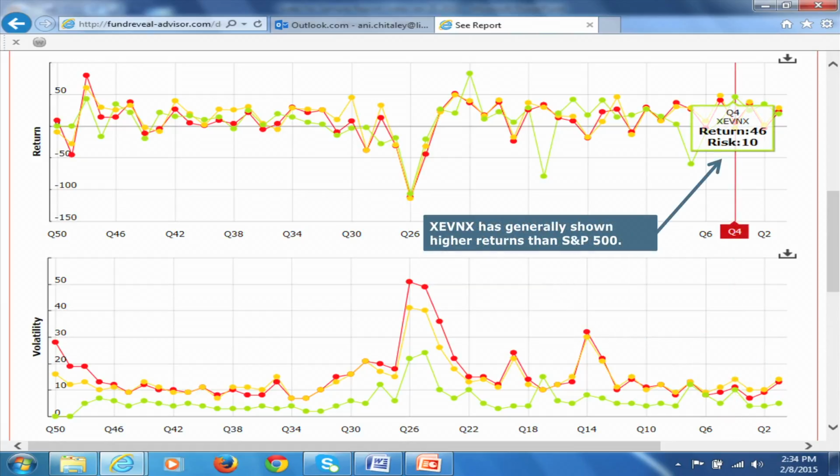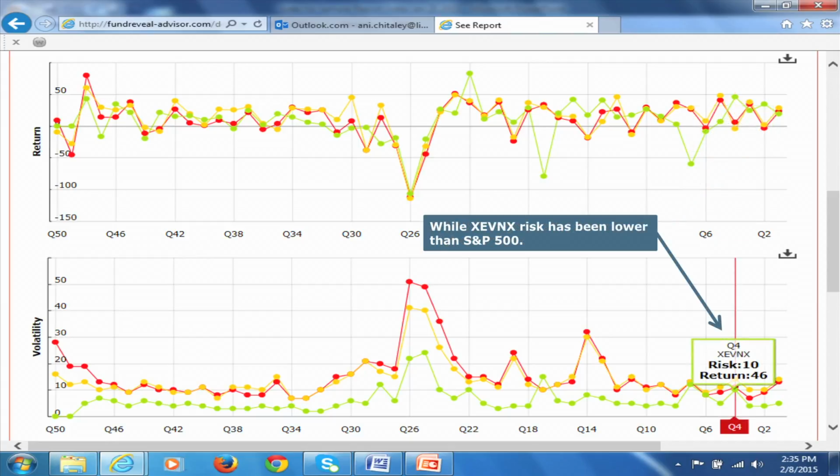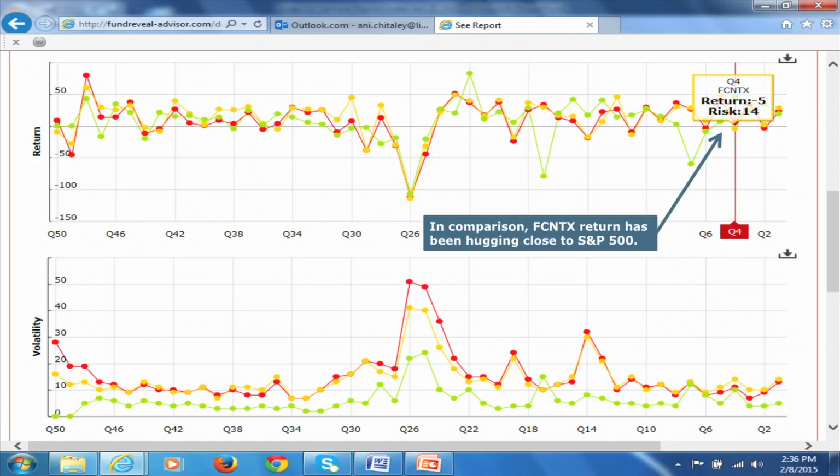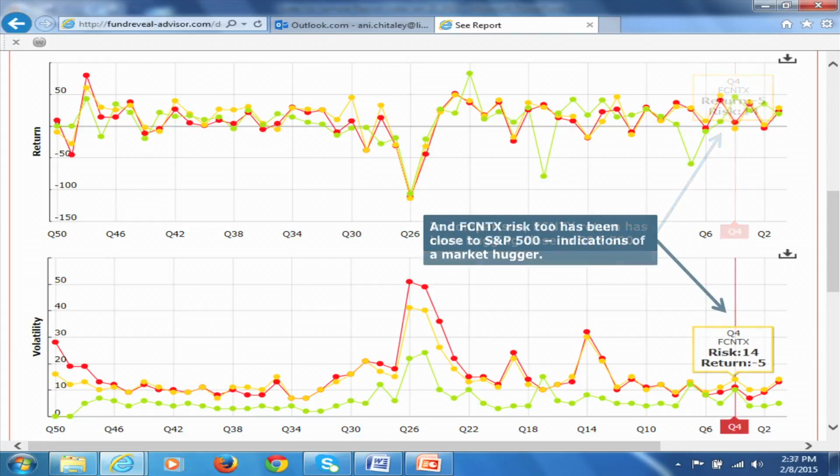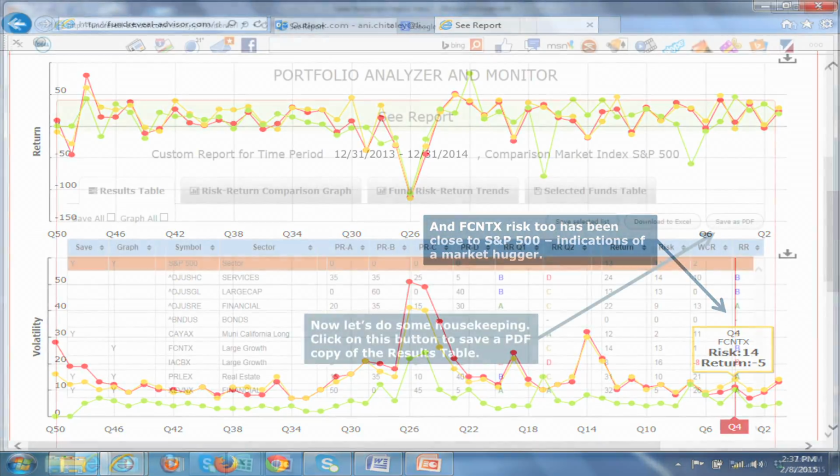XEVNX has generally shown higher returns than S&P 500, while XEVNX risk has been lower than S&P 500. In comparison, FCNTX return has been hugging close to S&P 500. And FCNTX risk, too, has been close to S&P 500. Indications of a market hugger.